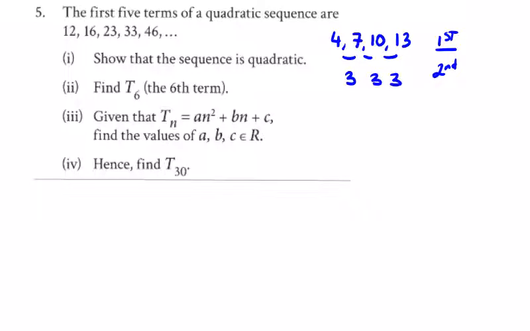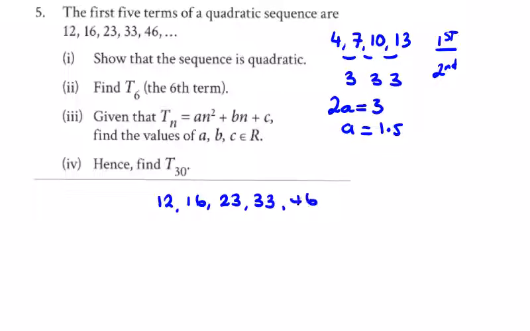So we can say that the sequence is quadratic because the second difference is the same, and 2a is always equal to the second difference. So a is equal to 1.5. And I'm going to show you the way I want you finding these quadratic sequences now. I'm going to write the sequence out again. We're going to go back to term 0, which is always c, if you imagine where it crosses the y-axis. And then we have another little trick to get b.